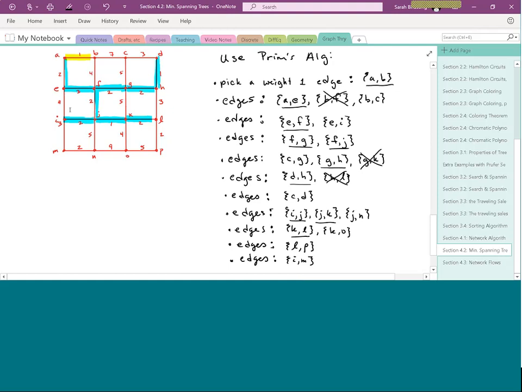That one we'll never use because it would close off the circuit. So EI, I'm going to go back and cross off EI. Next, all of these guys are weight 3 or bigger. We have a weight 2 guy in play, so we definitely should do edge LP next.